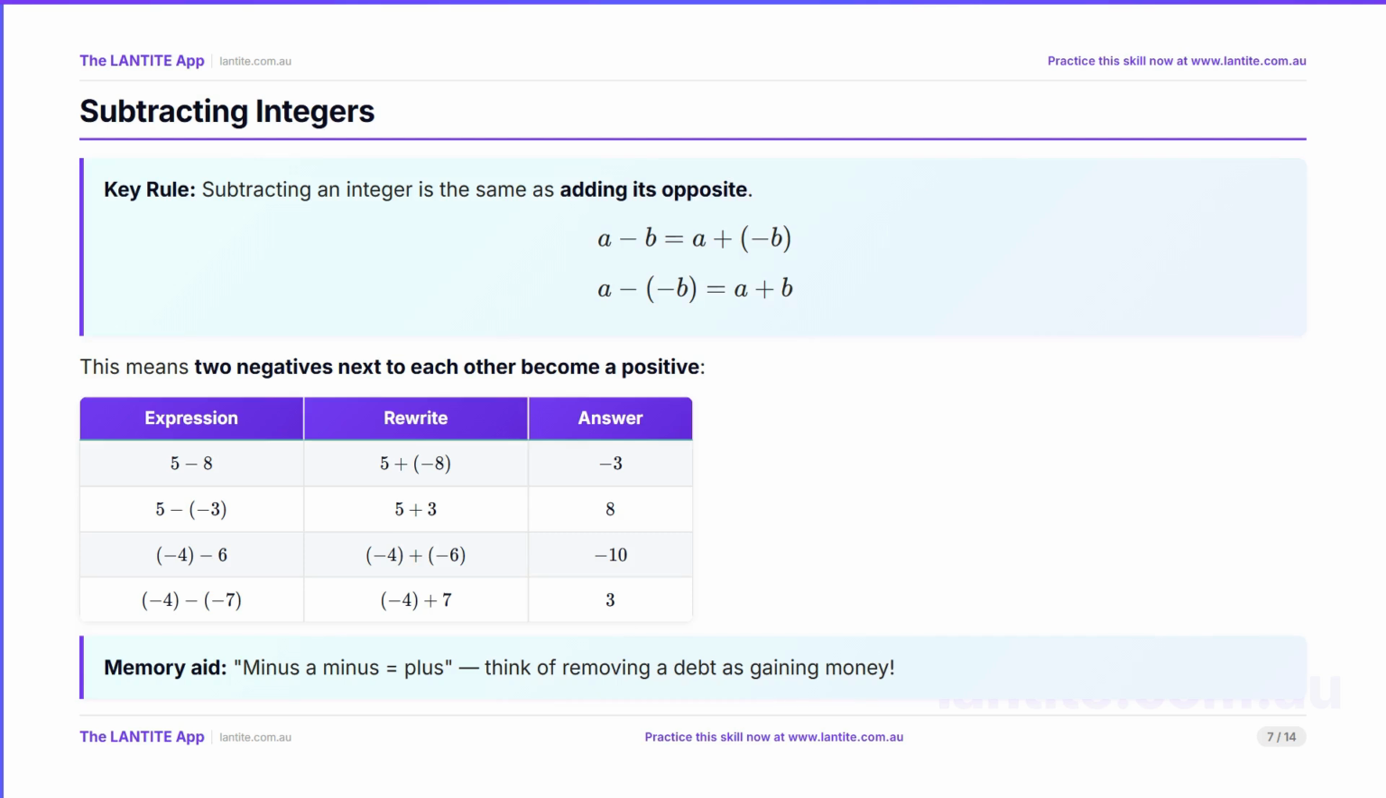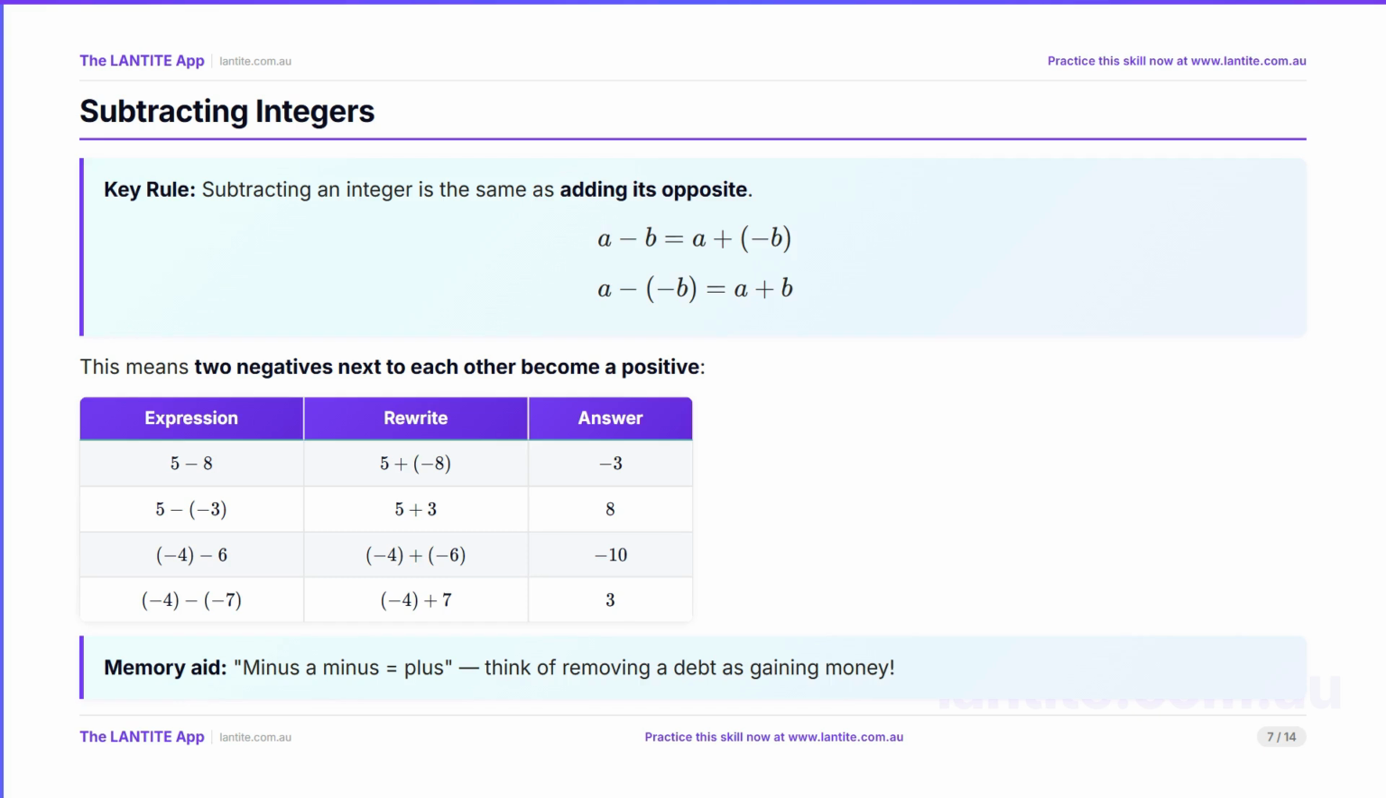Now let's tackle subtraction. The key rule is simple. Subtracting an integer is the same as adding its opposite. So a minus b equals a plus -b. And critically, a minus -b equals a plus b. 2 negatives next to each other become a positive. For example, 5 minus -3 becomes 5 plus 3, which is 8. Think of it this way. If you owe someone $3 and that debt is removed, you've effectively gained $3. A minus is a plus.